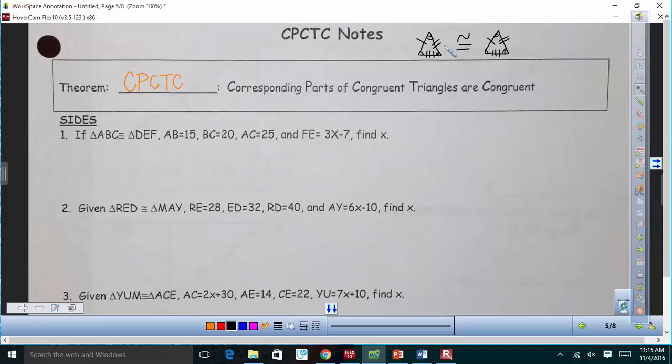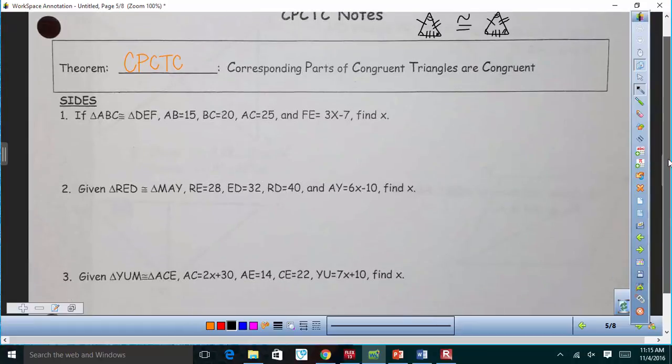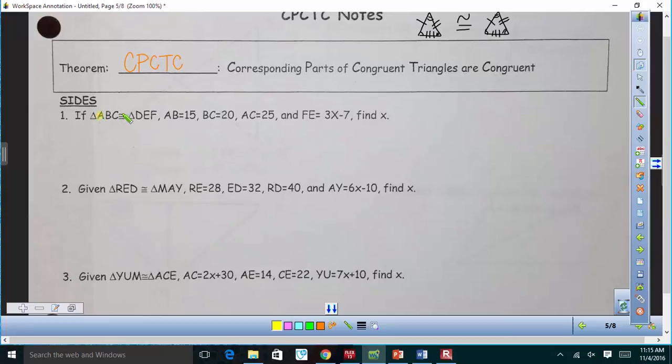Okay? So why I wanted you to have the highlighter is here we're going to keep up with what parts correspond with what. So with your highlighters, take one color. A is going to correspond with D because it tells me that triangle ABC is congruent to triangle DEF. So A comes first, D comes first. So those go together. Then we have B goes with E, and C goes with F. Okay? So that means when I draw my triangles and label them, I have to make sure those go in the same spot on both triangles.